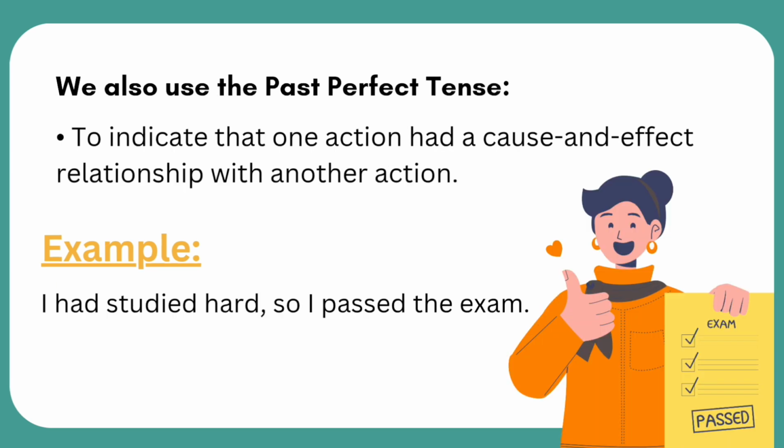We can also use the past perfect tense to indicate that one action had a cause and effect relationship with another action. For example, I had studied hard, so I passed the exam. This is a great example of a cause and effect relationship, where the cause, studying hard, has a positive effect, passing the exam. "I had studied hard" is the cause, "I passed the exam" is the effect.